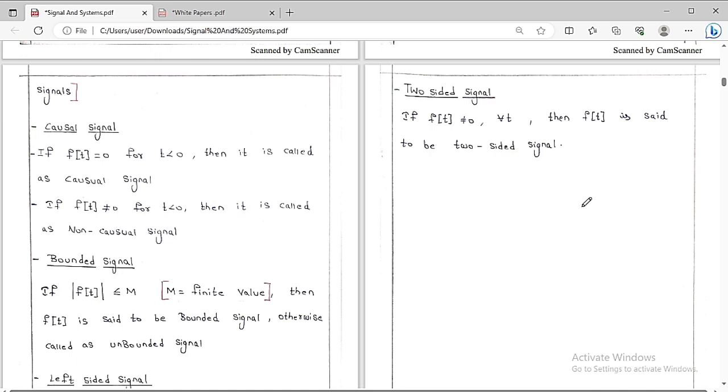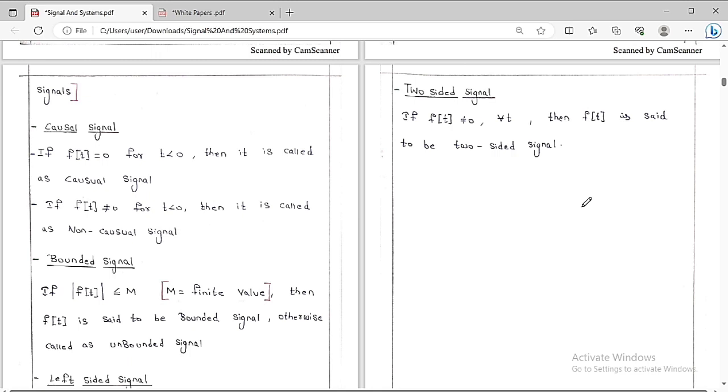So the signal is present for t less than 0. The signal is also present for t greater than 0. Then we can say it is a two-sided signal. Two-sided signal means if f of t is not equal to 0 for all t, then f of t is said to be a two-sided signal, meaning the signal is present for t less than 0 and also for t greater than 0.